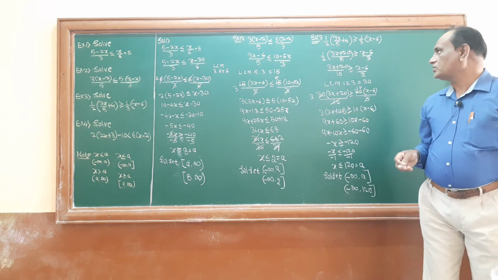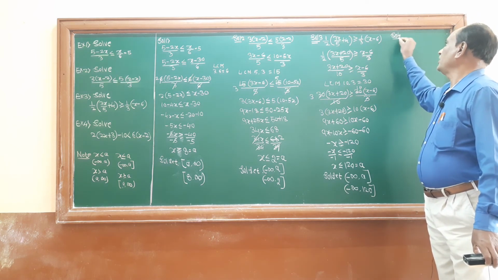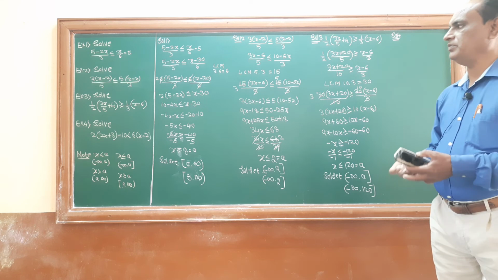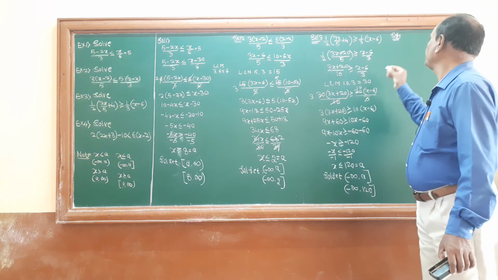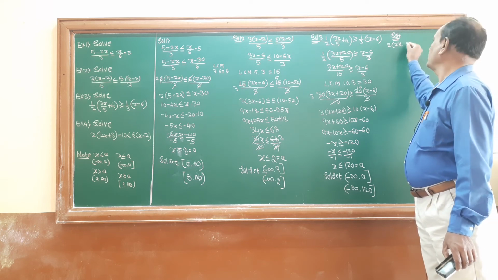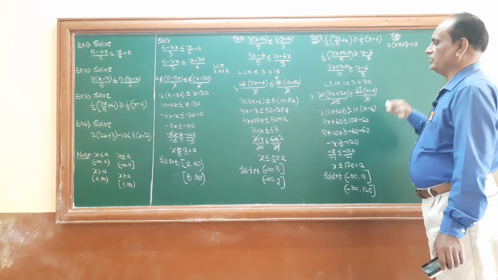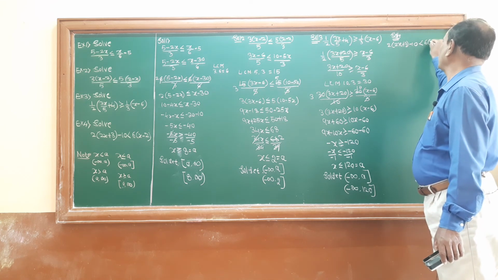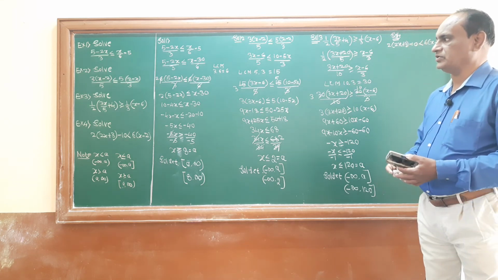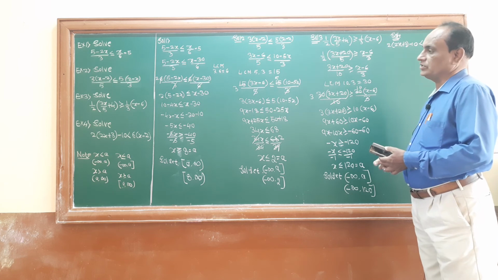Then come to the last one, the solution for the fourth example. The fourth example given is 2 in the bracket 2x plus 3, and then minus 10, is less than 6 in the bracket x minus 2.